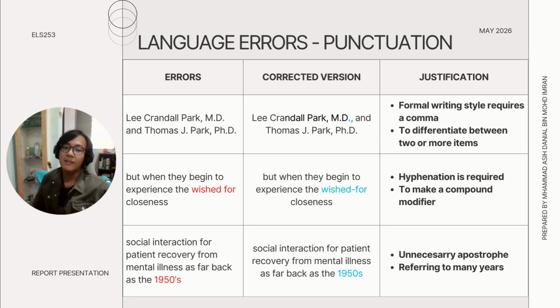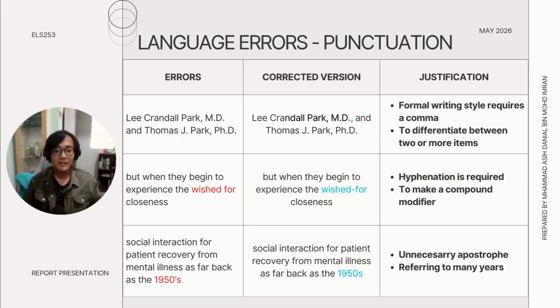For the first error, you can see that the title lacks a comma, which is added into the corrected version in order to differentiate between two items, and it is required as formal writing style requires a comma. Let's move on to the second one. The second example shows that wished for lacks a hyphenation. Hyphenation is required because it makes the word function as an adjective, and making an adjective works as a compound modifier in the sentence.